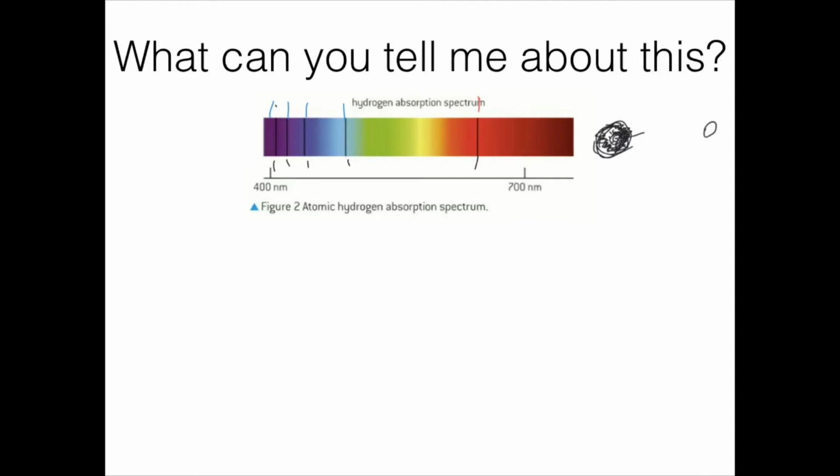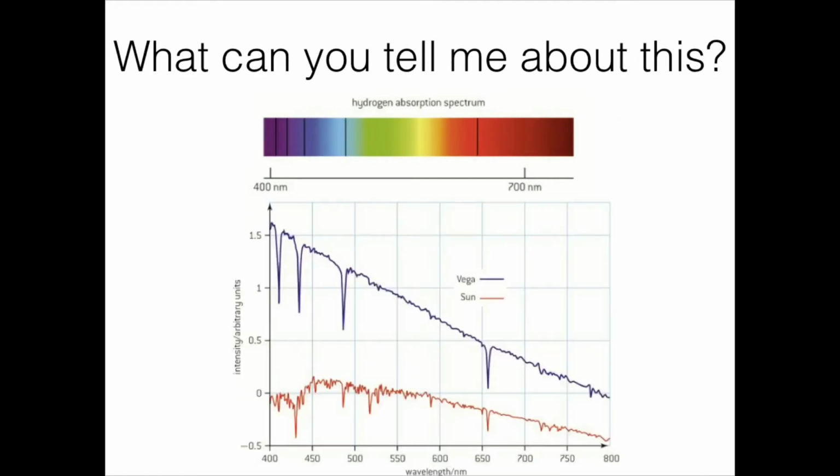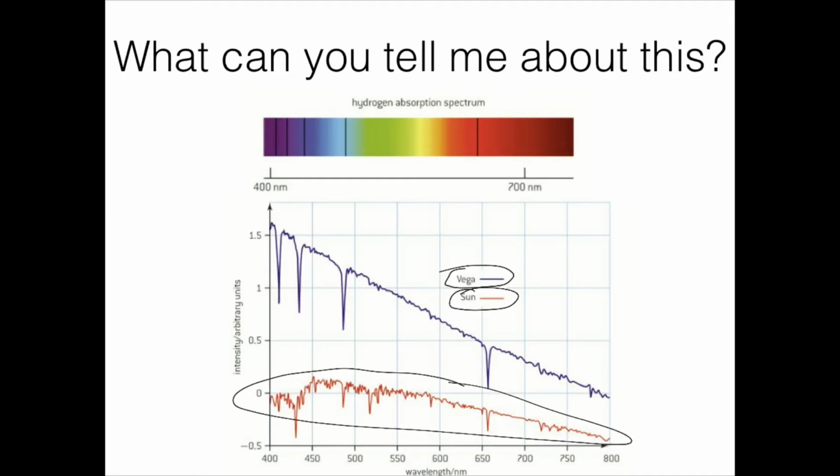Okay, I want to show you the next little bit here. I want you to look at the absorption for Vega and the absorption for our sun, which is also a star. Look very closely. The sun is down here, and Vega is the purple one right above it. What are some things you see? Go ahead and pause it for a second and decide what are some of the things that you can see when you look at these two spectra.